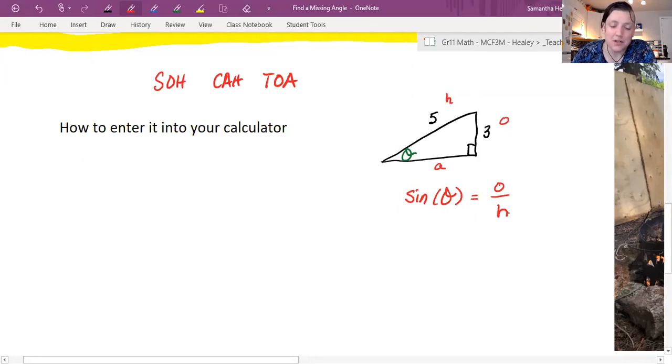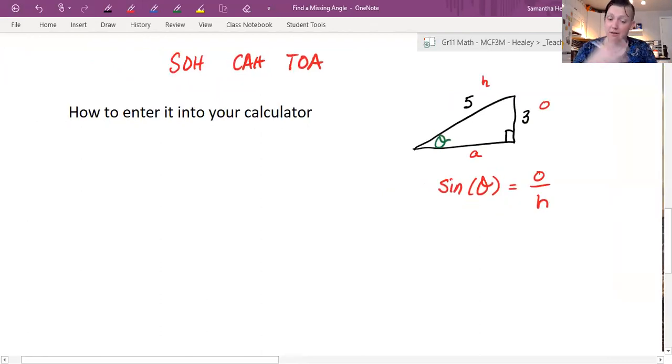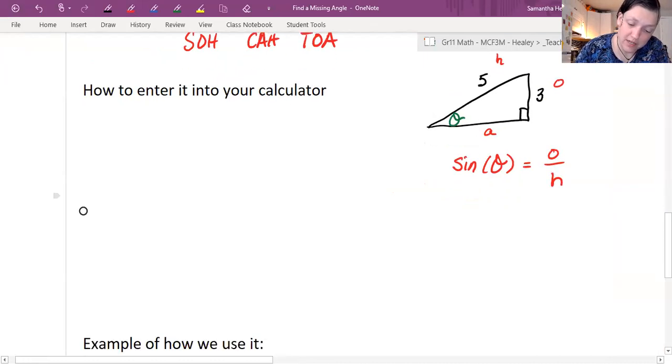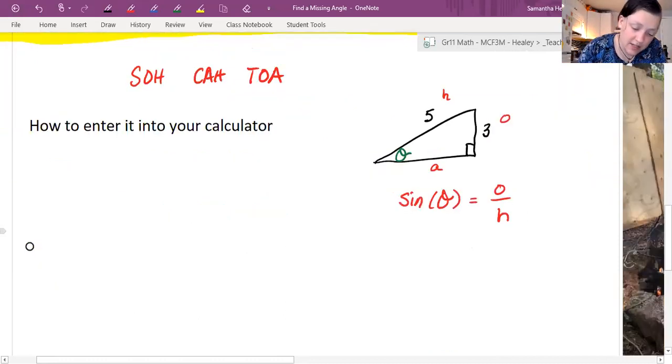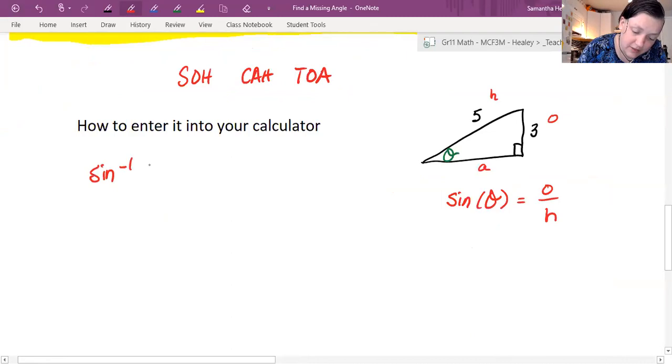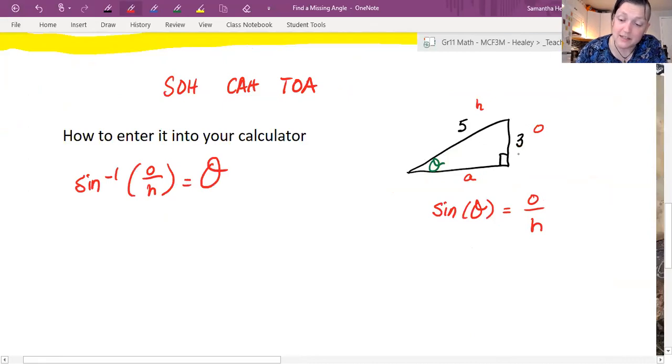But we're now looking for this angle, so we're going to do the backwards, or the inverse. I'm going to write it down the way we would write it up here. Remember, I wrote sine inverse of that ratio between opposite and hypotenuse equals the angle. Then I fill in what I know. From this triangle, my opposite side is 3 and my hypotenuse is 5. So the sine inverse of the ratio 3/5 will give us our angle.